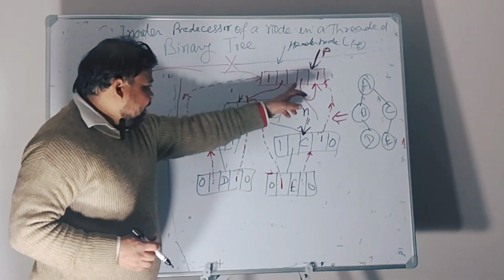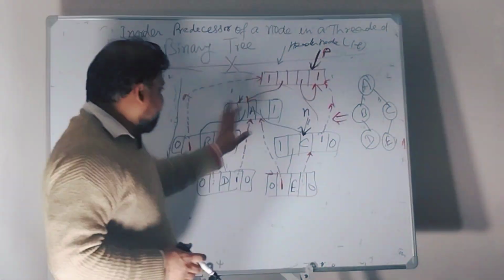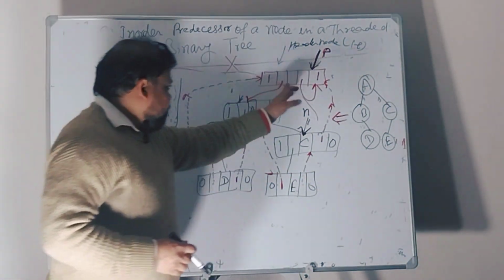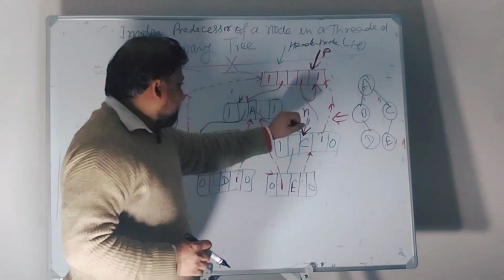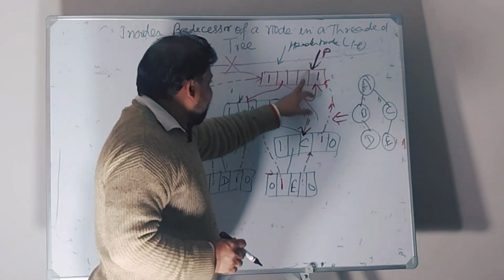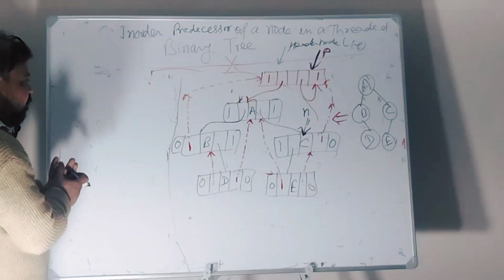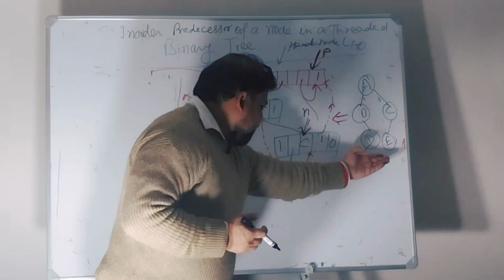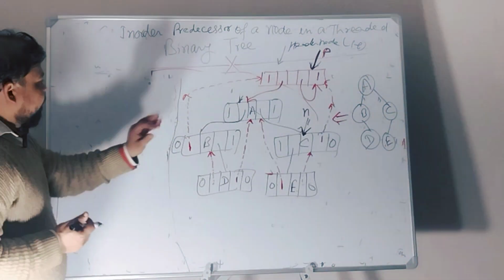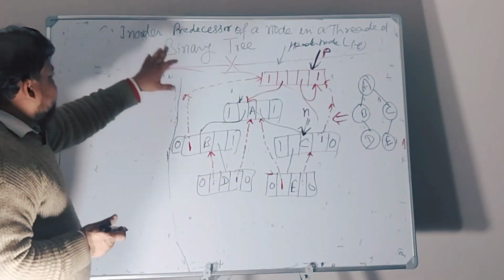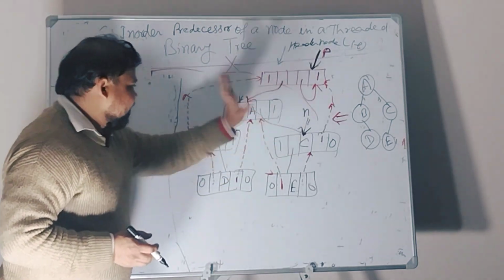This is one extra node that is called the header node or root node, and this entire tree will come as the left subtree of this header node, and on the right side, as a right child, this node is going to point to itself. So that is the overall structure of this tree as a threaded binary tree. Here I am trying to find the in-order predecessor of a node. I have to find the predecessor in this threaded binary tree.